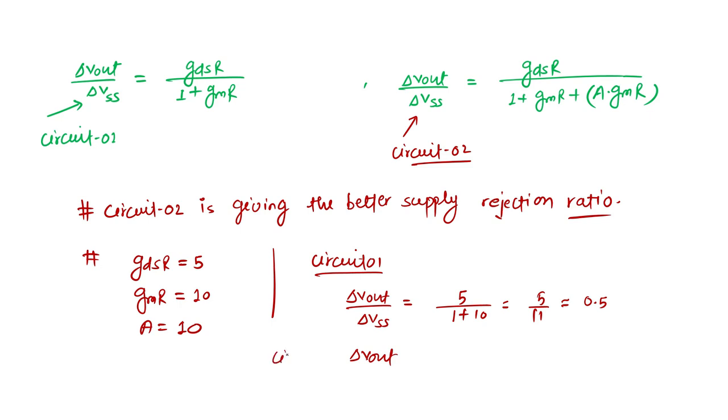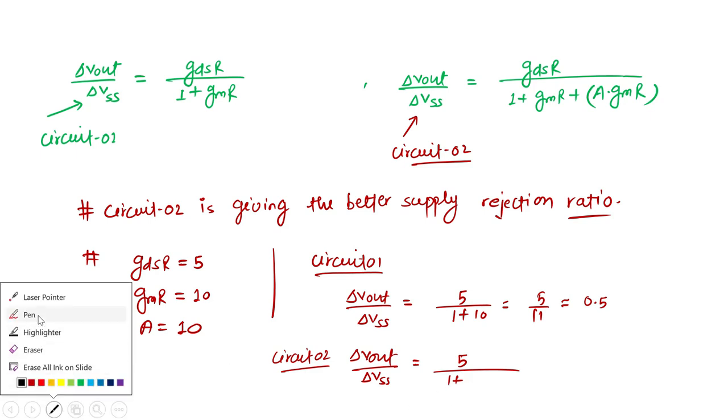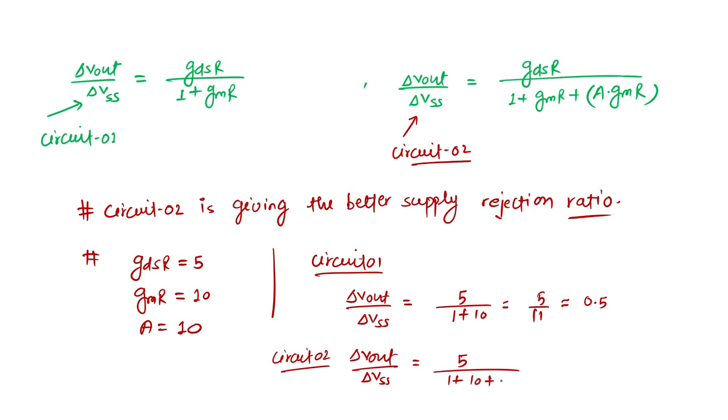For this circuit 2, what does it come to be? 5 divided by 1 plus 10, because gmR is 10. Okay, 1 plus 10 plus 100. So it is right now 11. So what does it come to be? It comes to be nearly 0.04. So it is nearly 10 times less, and circuit 2 is rejecting this power supply perturbation in a better way.